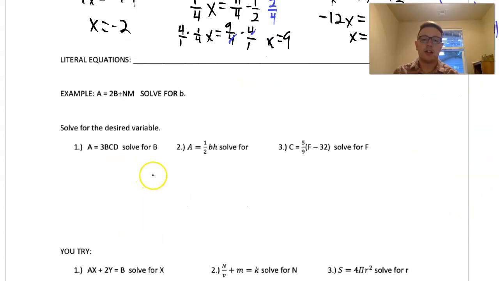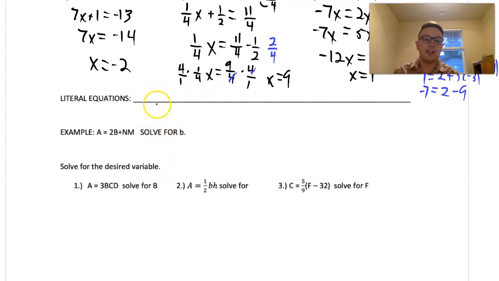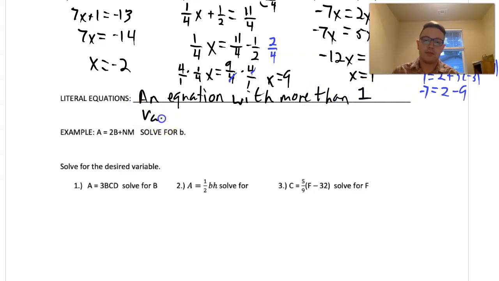These are called literal equations. And this is not just your friend who says everything's literal or literally. A literal equation is an equation with multiple variables inside. So a literal equation is an equation with more than one variable. So an example would be something like A is equal to 2b plus n times m. Right? We have more than one variable in here. We'll be told to solve for one variable with that.